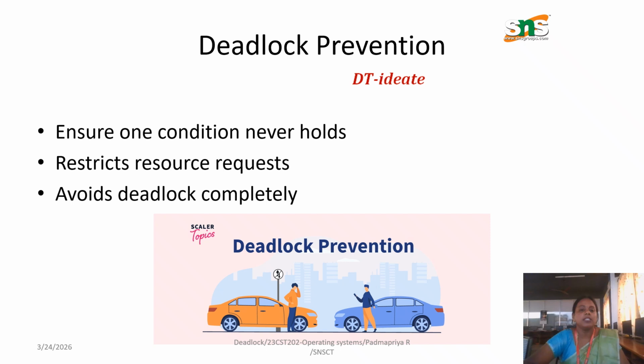Deadlock prevention means ensuring one condition never holds. Restricting resource requests avoids deadlock completely. So if a resource is held by some other process, ensure that the particular resource is not assigned to another process for some particular time. Requesting that particular resource comes under a restriction. In this case, we can avoid deadlock completely.